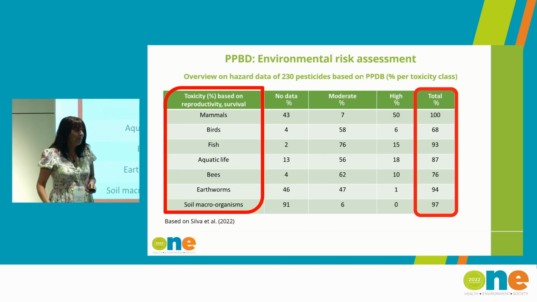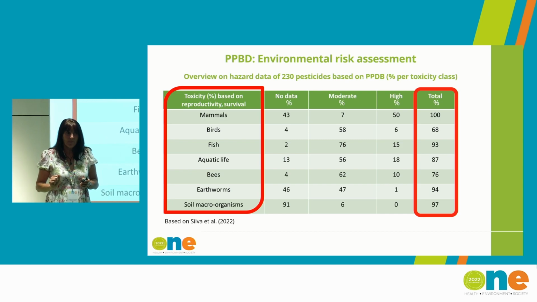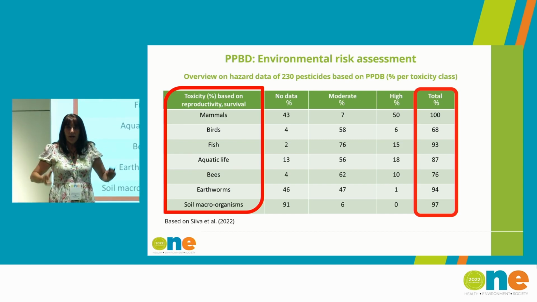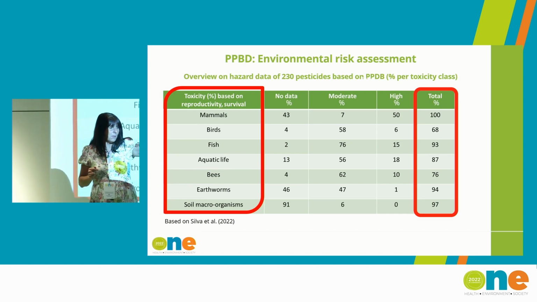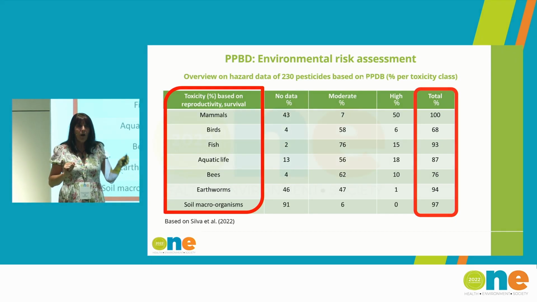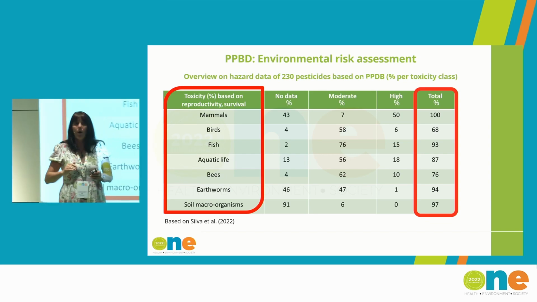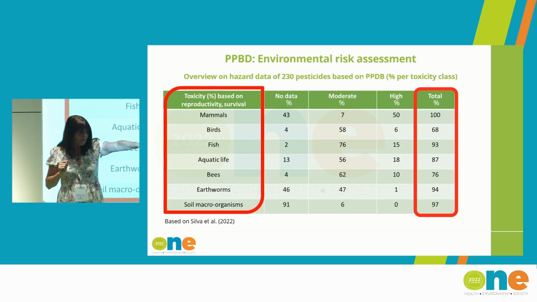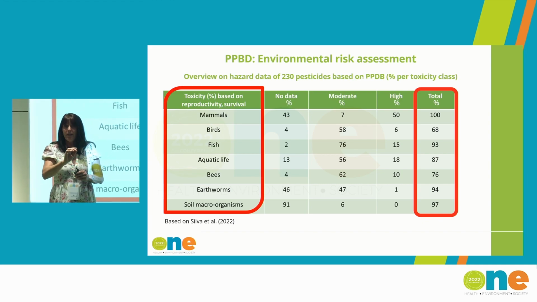Okay, then we were checking the PPDB database, which you all know, and we wanted to know what is known about the environmental risk assessment. And we were trying here to get the publicly available data. Vera did this work together with a colleague, and I show here, as the lady before presented for mammals, birds, fish, and so on, and then where no data on hazard were available, moderate or high risk. And we summed them up. And you can see here that between 68 to 100% of all these organisms, for all these organisms, the pesticides we have found were only either no data, moderate, or highly toxic.